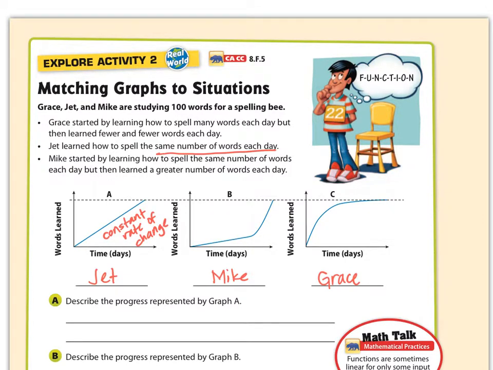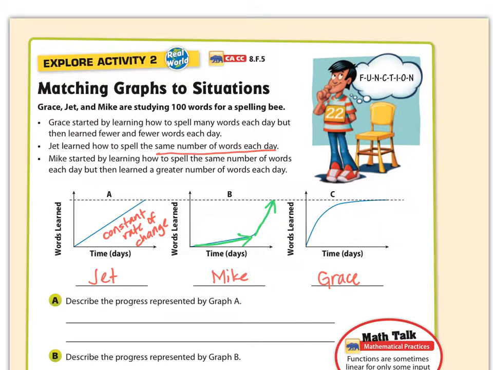Okay, Mike is graph B because it says he started by learning how to spell the same number of words each day, but then learned a greater number of words each day. So that's the first part of the graph, this green part right here, where he doesn't learn that much, but the same number each day. Okay, it's pretty much a constant rate of change right there until he goes up here and learns a lot more. So you'll see it's a much steeper line.